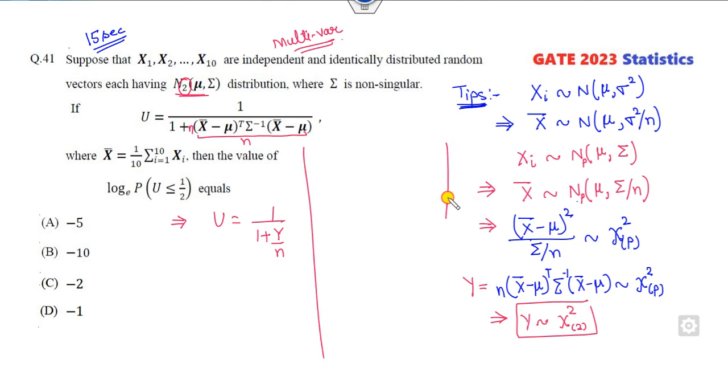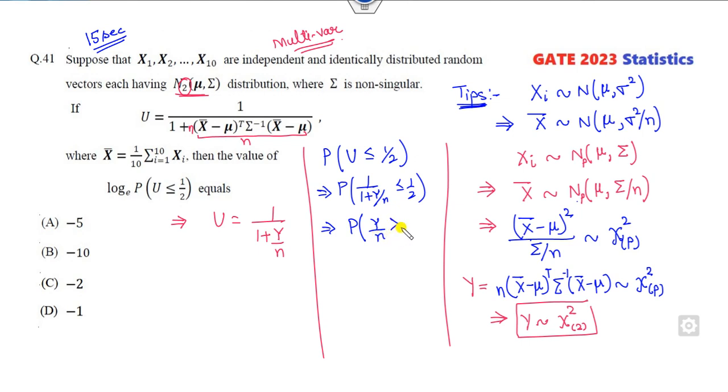My target is to find the value of probability u less than or equal to half. So I can substitute the value of u, 1 over y divided by n is less than half. If I open this bracket, I get y over n is greater than or equal to 1. What is the n? N is my 10. So P of y greater than or equal to 10. Now y follows the chi-square distribution of 2, so we all know the expected value of y is 2. Variance of y is 2n, so that is my 4.